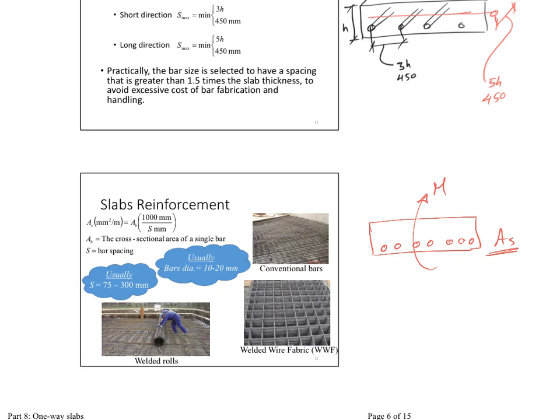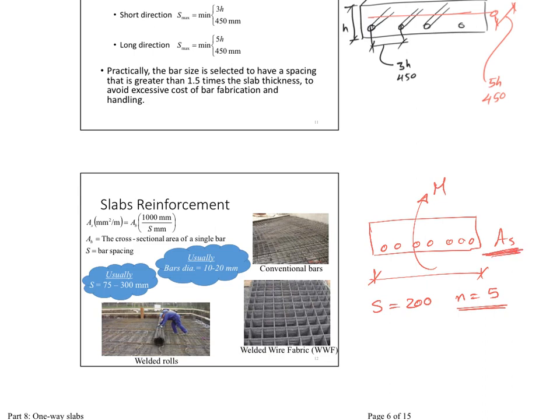How do I distribute it? Very simply, I can go to the table and, for example, say I'm going to take S equals 200. If S is 200, that means N equals 5. Where did this come from? 1,000 divided by 200 gave me 5 bars. So I find the proper bar designation to have 5 of them to satisfy my AS. This is one way to go.